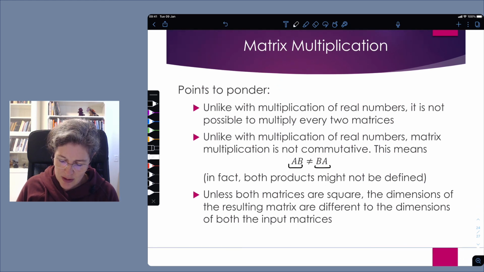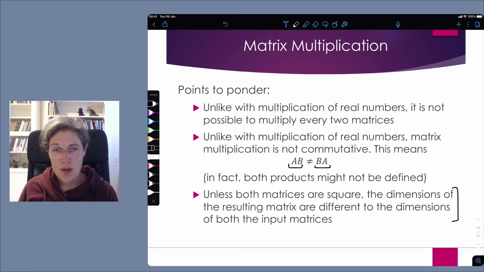And the other thing that is a bit strange, we're used to when we multiply two numbers together, we get another number. But when we multiply matrices together, unless the dimensions of the input matrices are very specific, what you get is going to be a matrix that has its own dimensions. So yeah, it's all a bit strange.